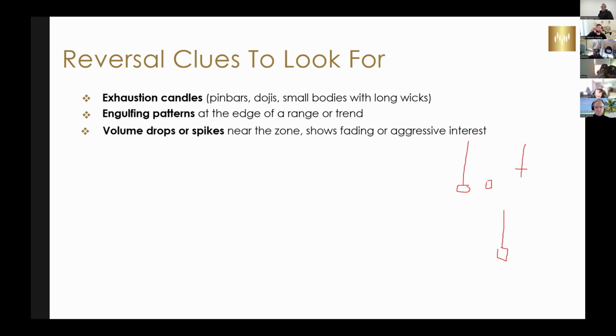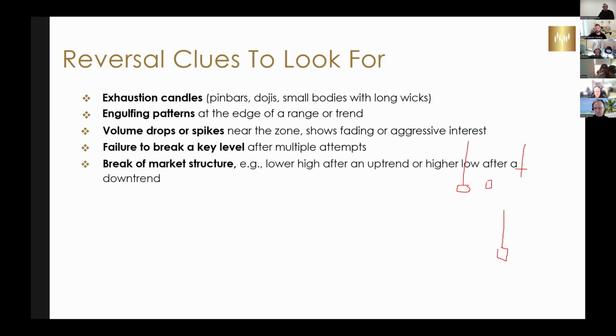Volume drops or spikes near the zone. That'll show fading or aggressive interest, depending. As soon as you get near that zone, if you start to see volume spikes or volume drops, that could potentially be fading interest or aggressive interest. Failure to break a key level after multiple attempts. A break of market structure, so lower highs after an uptrend or higher lows after a downtrend. Just like that.